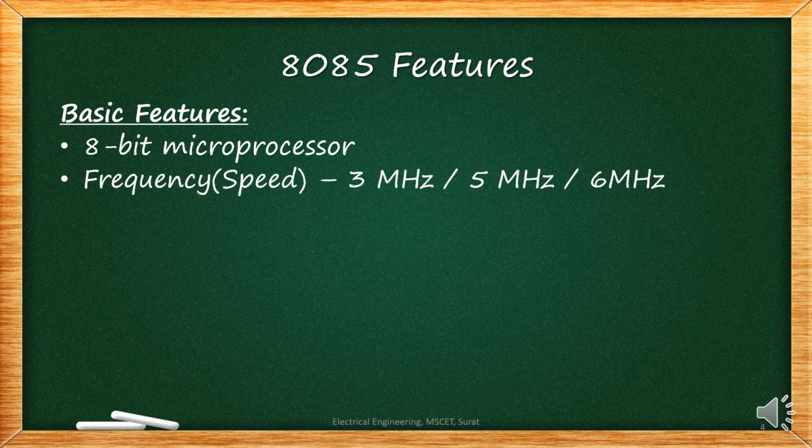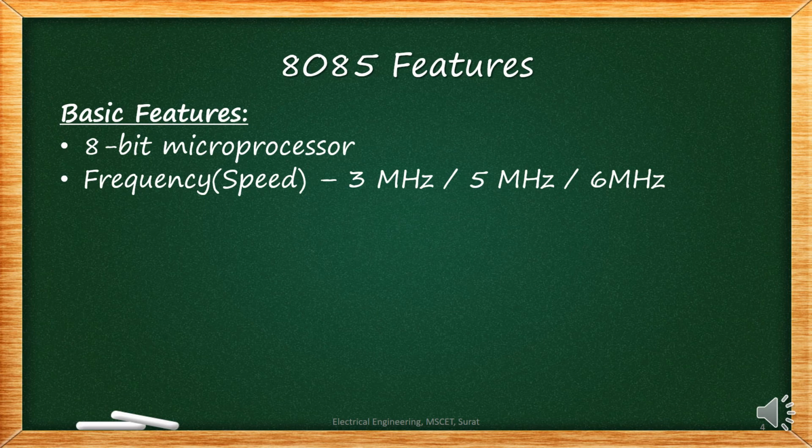Now talking about the speed, that is considered with the frequency. The 8085 has three different versions. According to these different versions, they have three different frequencies. First is 3 megahertz frequency, either that or 5 megahertz and 6 megahertz frequency.